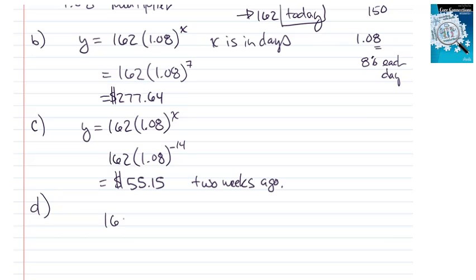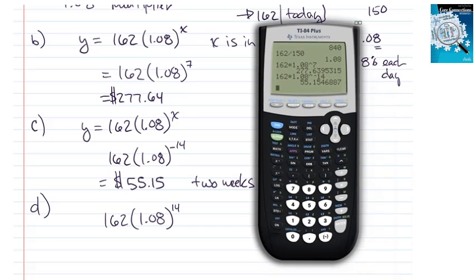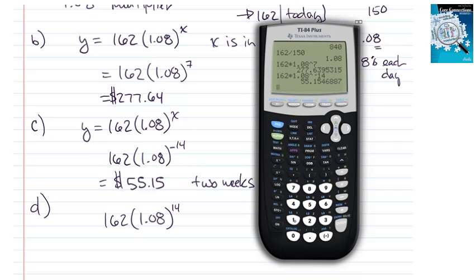On this one, this time it is 162, but it says 2 weeks from now. So instead of 7 days like I did before, I'm going to do 14 days into the future. So what would these tickets cost? I just lost my calculator. There it is. Now I'm going to take the 162 times 1.08 raised to the 14th power. $475.83. I have no idea if that's reasonable.